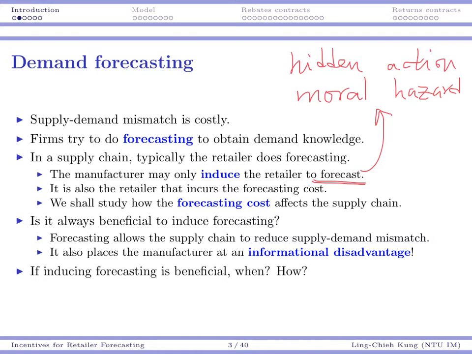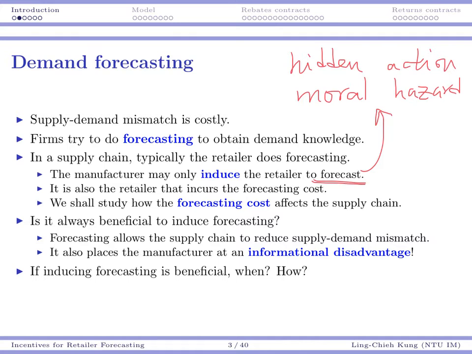Okay? Obviously, if the cost is small, then it's easier for the manufacturer to induce the retailer to do forecasting, or otherwise it may be hard. We will study how this cost affects the supply chain. We want to study whether it is always beneficial to induce forecasting. This problem may be answered at the system side, or at the retailer side, or at the manufacturer side. As a manufacturer, you may ask yourself whether you want to induce forecasting or not.